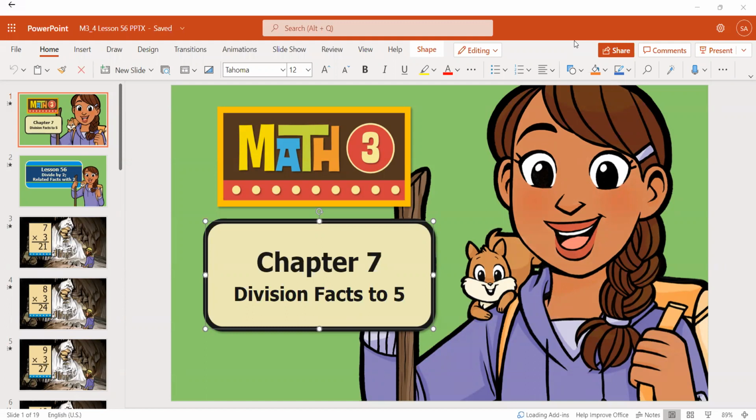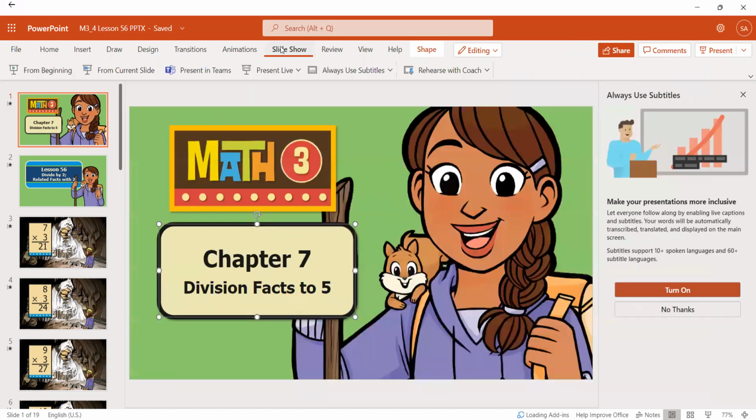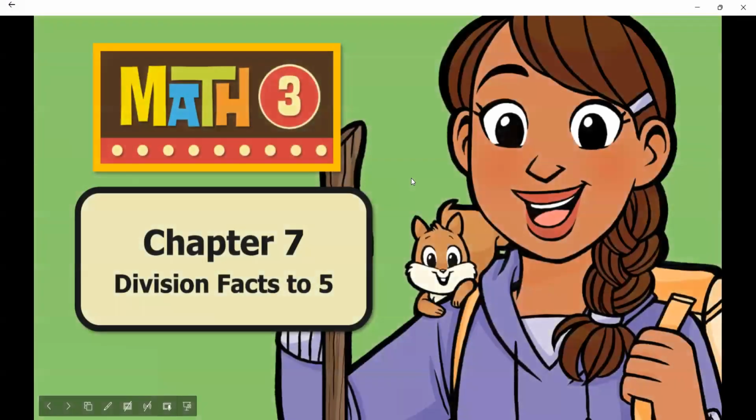So let's get started. All right, we are doing chapter 7, division facts to 5. This is on pages 111 and 112, and we're going to get started with some quick multiplication facts to get our brain moving. Let me get the slideshow started. All right, here we go.